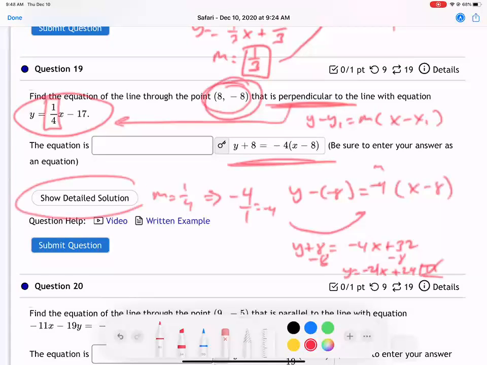Now, the cool thing is, remember, for this platform, you can also click Show Detailed Solution.